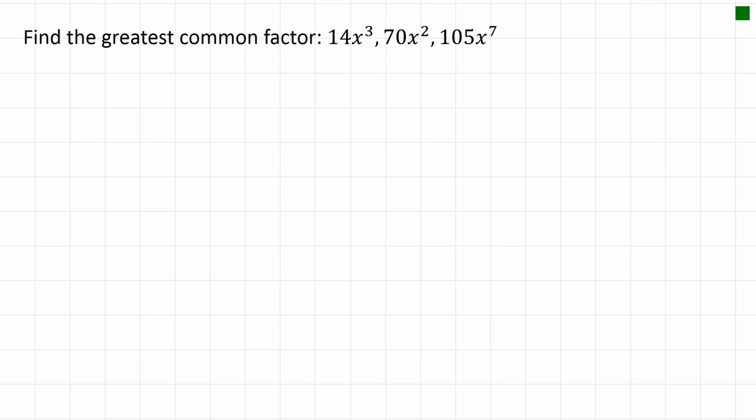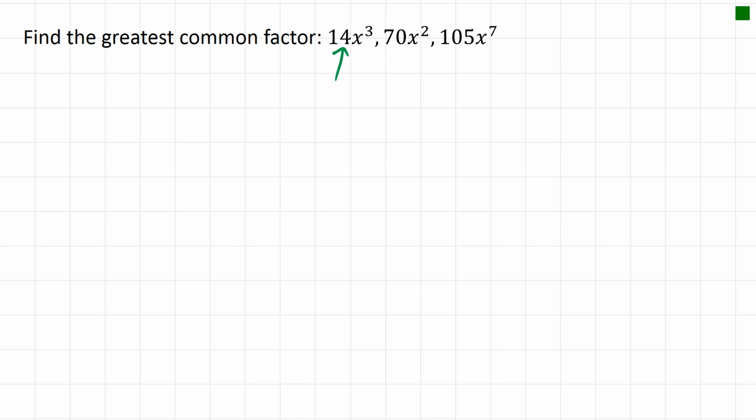So to find the greatest common factor of these three terms, I'm going to start with the coefficient. And so what do 14, 70, and 105 have in common? Well, again, I'm going to start with the smallest of those coefficients, because the greatest common factor can't be bigger than 14, because that's one of the expressions.